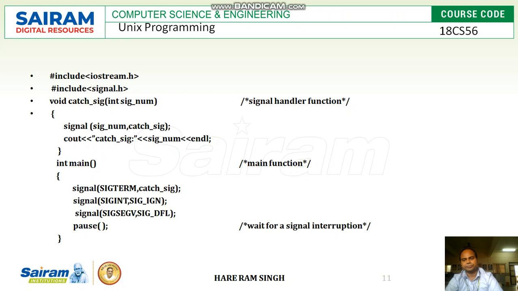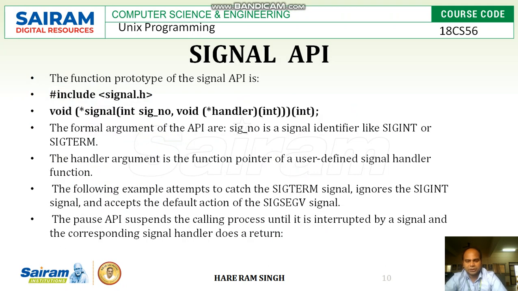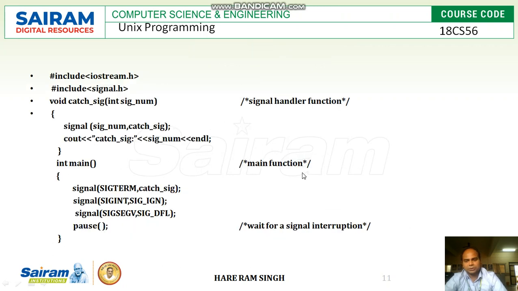So catch_signal takes signum. What is signum? Signum is nothing but SIGTERM. So according to the instruction, SIGTERM will be caught. This is what the instruction is telling: the SIGTERM signal needs to be caught. Using this, SIGTERM will be caught and it will be displayed here that the signal number is caught.